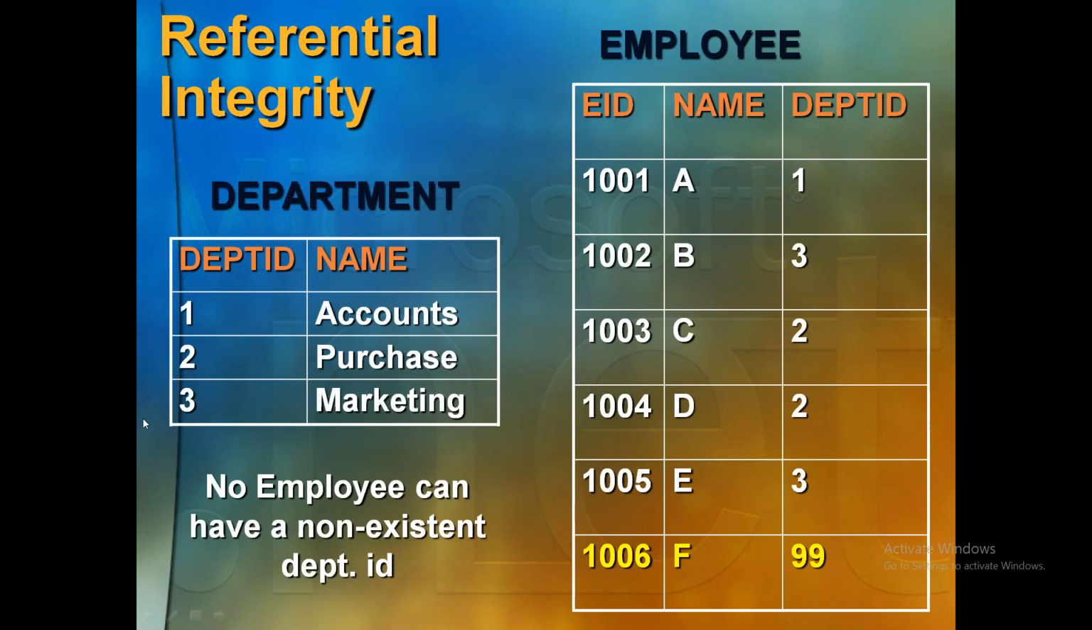Tomorrow, I wanted to remove this marketing row. Can I delete? Yes, you can delete. There's no problem. But if you delete, what happens to this guy? This guy is working for department number 3, and you're saying, I would like to delete this record or row. This guy is also working for department number 3. Now you're saying, marketing department, I don't need it because these people are not working perfectly. I wanted to remove this department from my table.